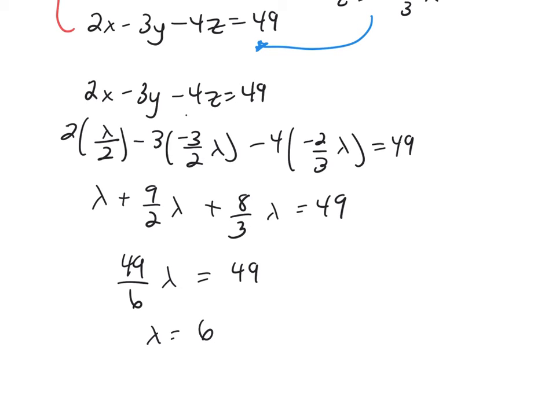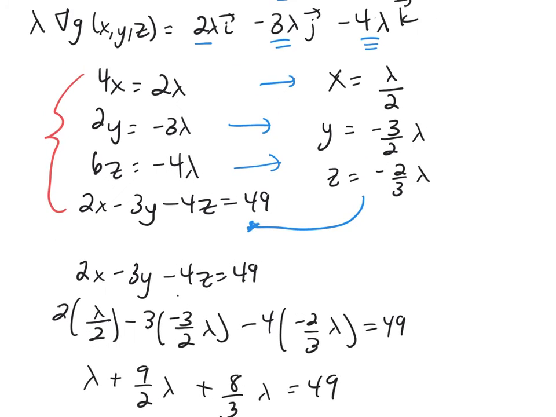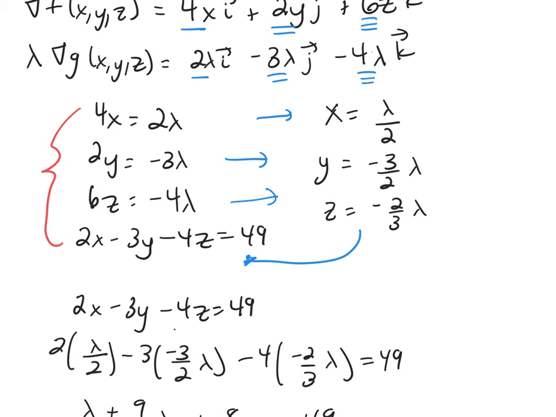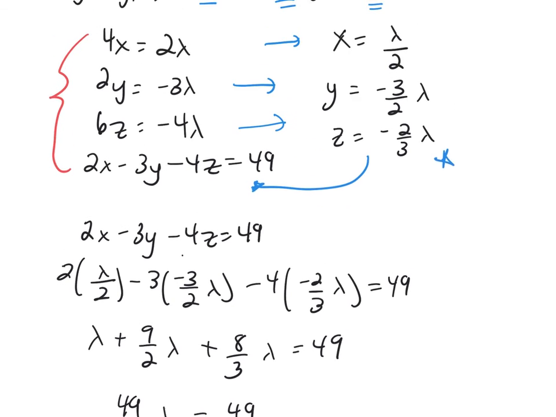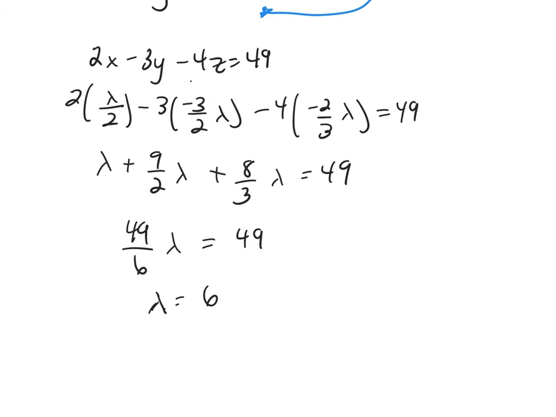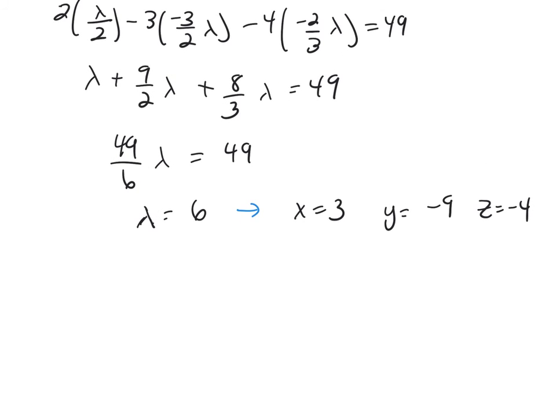Once you know what lambda is, you can plug this back into your equations that were up here. You can go back up and solve for x, y, and z once you know lambda. So if you plug in lambda is 6, this tells us that x will be 3, y will be -9, and z will be -4. So I'm only getting one solution to this system of equations.